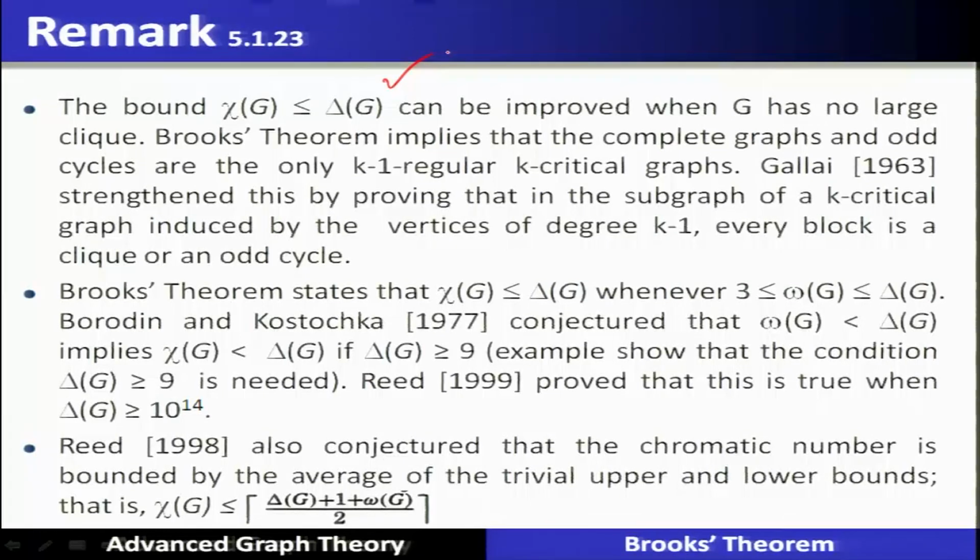So Brooks theorem states that chi of G is less than or equal to the maximum degree of a graph whenever omega of G, that is the clique number of the graph, is bounded above by big delta of G, and it is basically at least of degree 3. There are various other results; Reed has given a conjecture that the chromatic number is bounded by the average of the trivial upper bound and the lower bound.